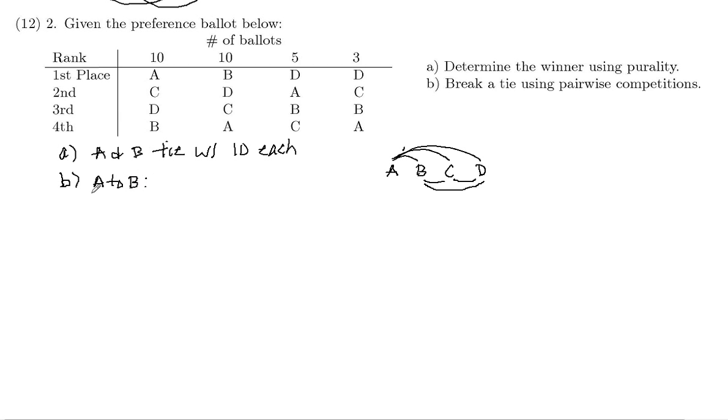So we're looking at how many first place votes. If we eliminate the other two candidates, we only pay attention to A and B. How many times is A over B, and then versus how many times B is over A.